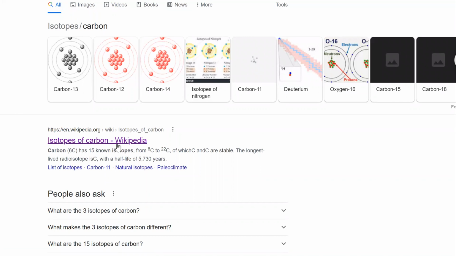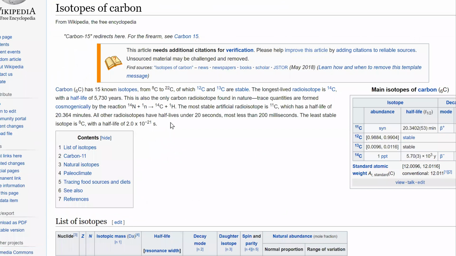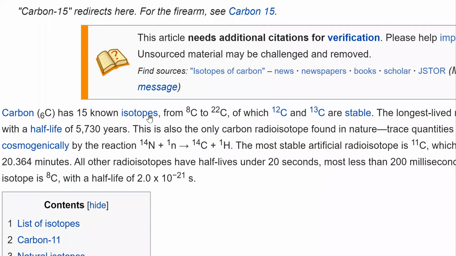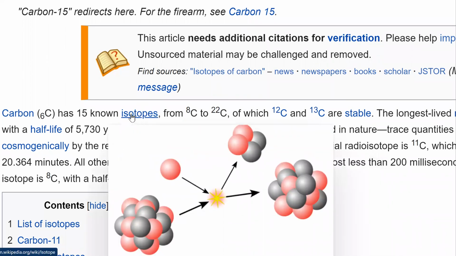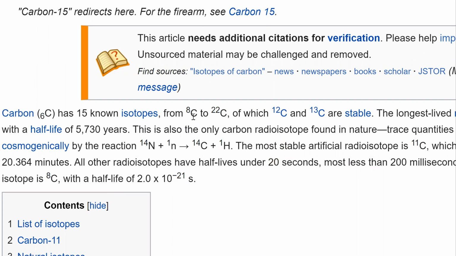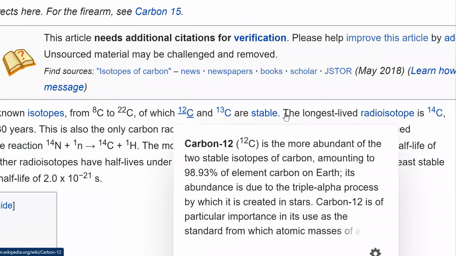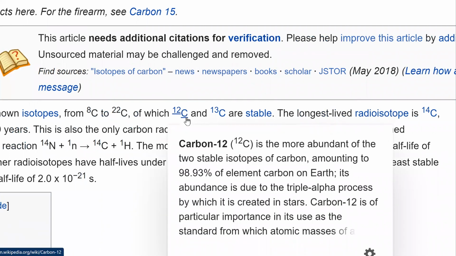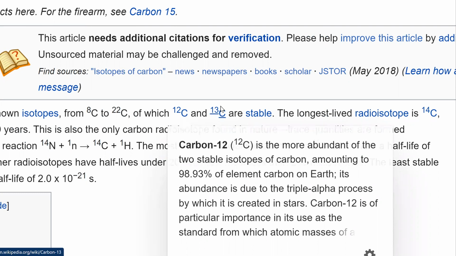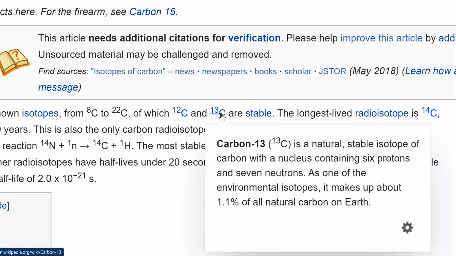Atoms have all sorts of isotopes. If you see over here, carbon has 15 known isotopes. It starts from C8 to C22, but the ones that are stable are C12 and C13. The percentages are also given. C12 has a percentage abundance of 98.93%. That means if you have 100 carbon atoms, then almost 99 of them are carbon 12. And carbon 13, its abundance is also given.